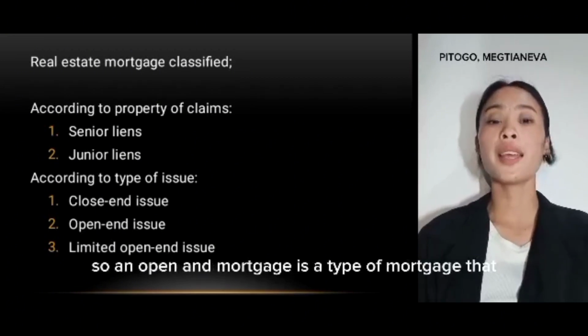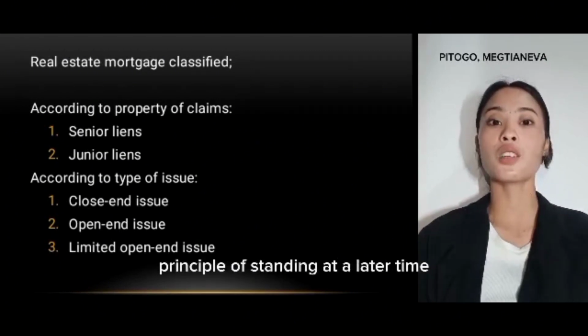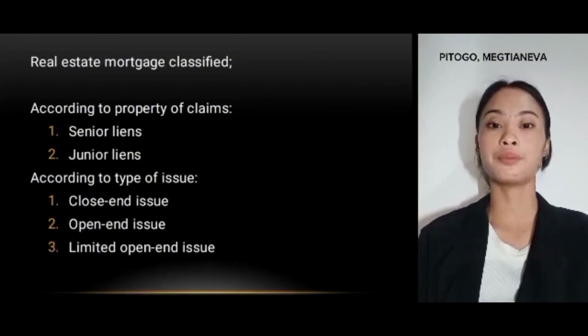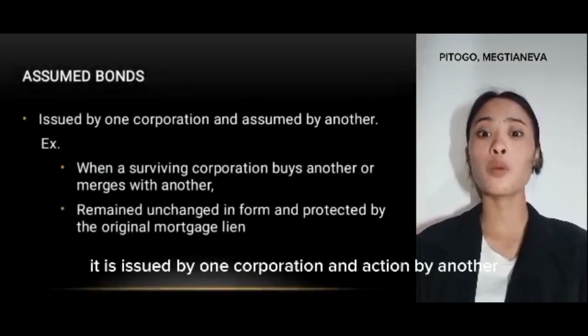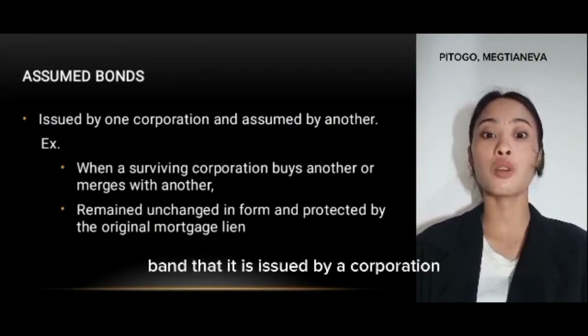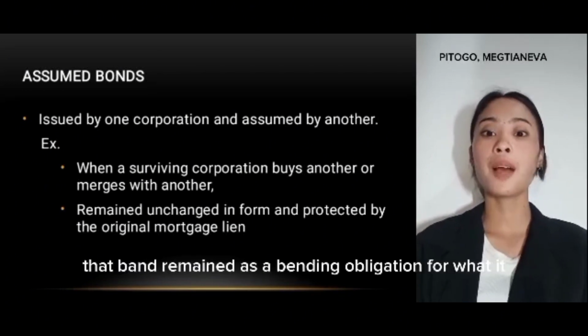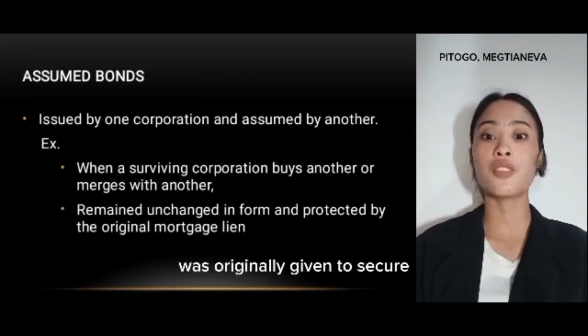An open-end mortgage is a type of mortgage that allows the borrower to increase the amount of the mortgage principal outstanding at a later time. Assumed bond is issued by one corporation and assumed by another. An assumed bond refers to a bond that is issued by a corporation, so it is guaranteed by a third party. That bond remains as a binding obligation for what it was originally given to secure.